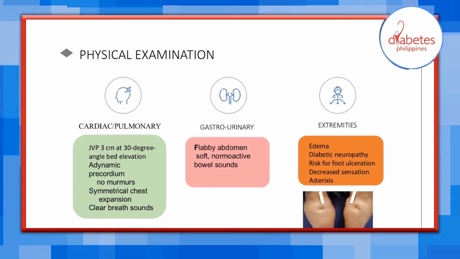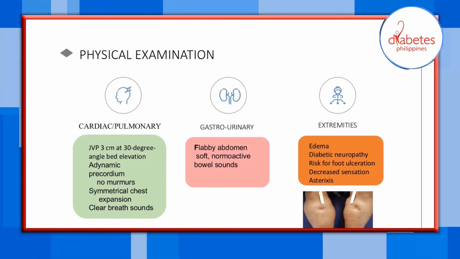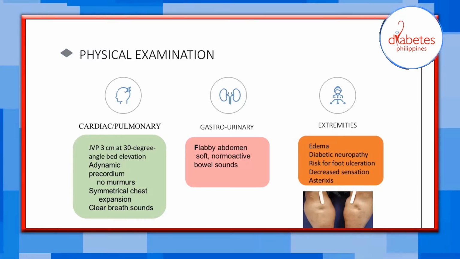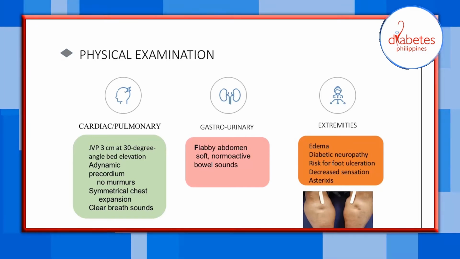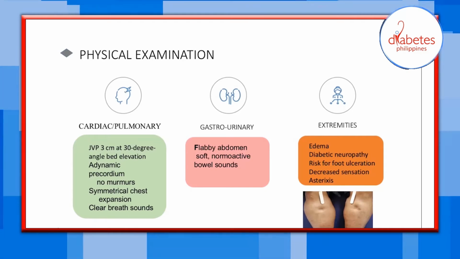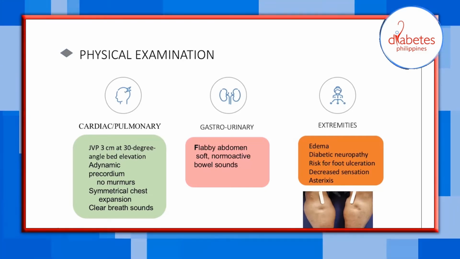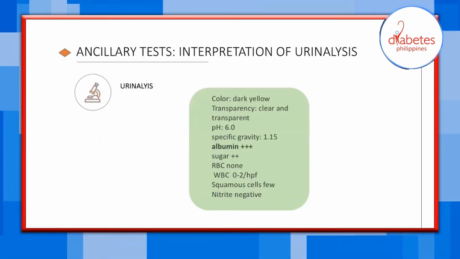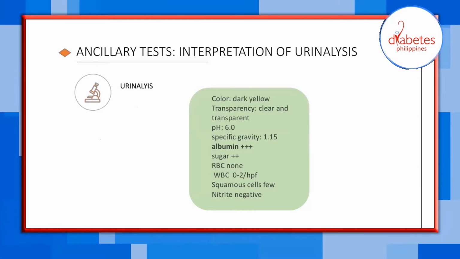For the gastrourinary, you have to examine the abdomen for bruits and palpable renal masses. For the extremities, you have to check for edema, diabetic neuropathy using your monofilament test, the risk or presence of foot ulceration, or if there's decreased sensation, and neurologic examination that will include your asterixis, muscle weakness, and neuropathy. After a thorough history and physical examination, we move on to your ancillary test.